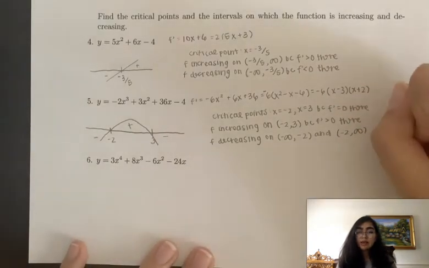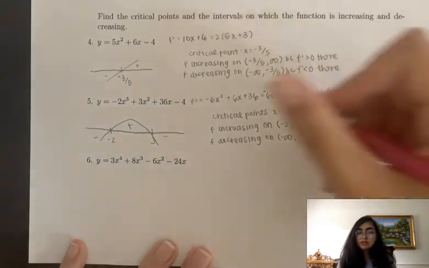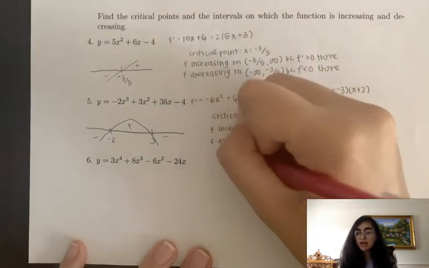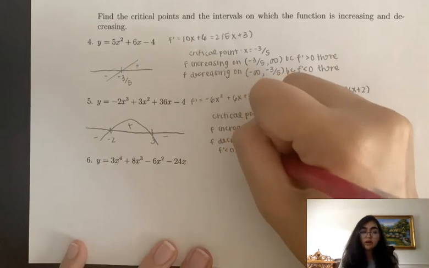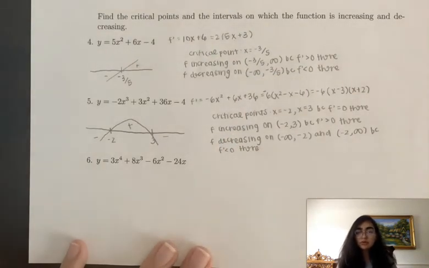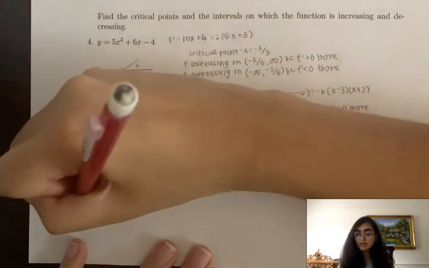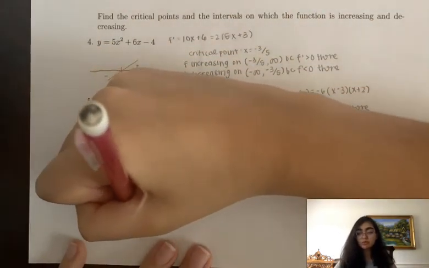You could say, since f prime is negative on -infinity to -2 and 3 to infinity, f is decreasing there. You can write something like that. You just have to make sure that you have all 3 components.